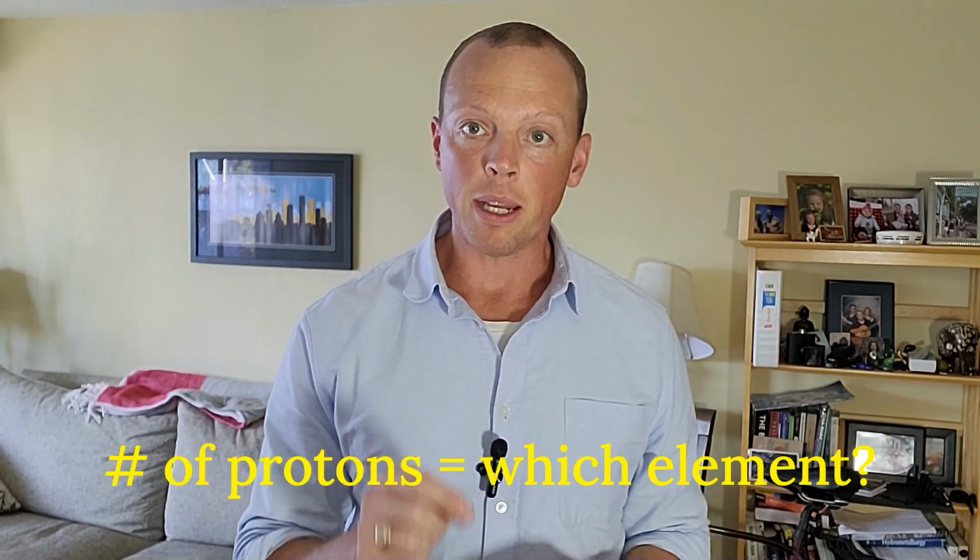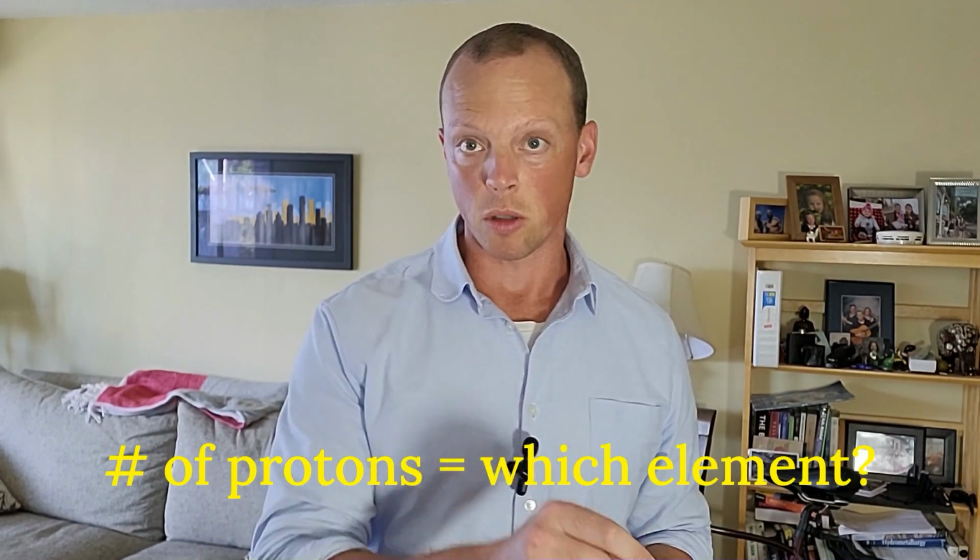Okay, so there's a lot of different ways that we can arrange, or rather nature arranges, protons, neutrons, and electrons to produce different types of atoms. There's one major classification scheme that determines what one element is versus another. And it really just boils down to this: how many protons are in that nucleus?